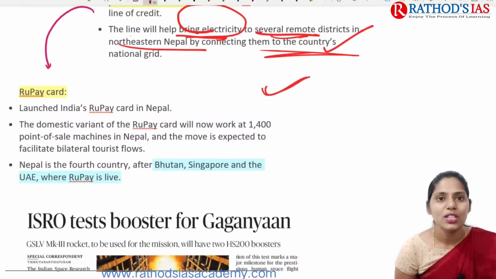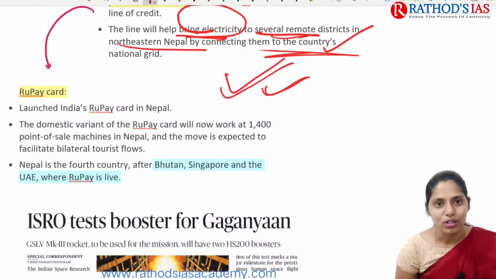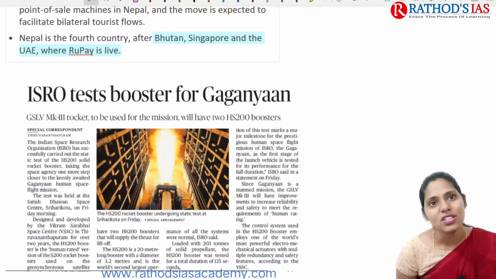So because mostly border trade mainly happens with the Indian currency, because of this the RuPay card is also very, very important. And Nepal will be the fourth country after Bhutan, Singapore and UAE where RuPay is launched. So this is about this topic. And now let us try to see the next topic.